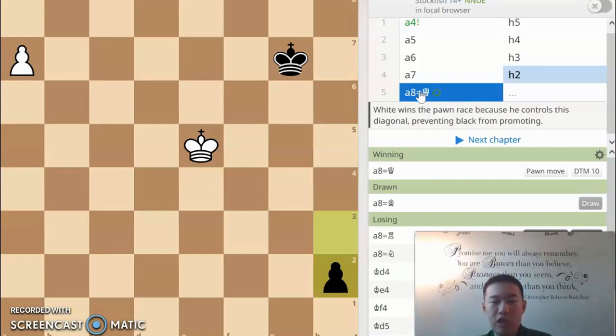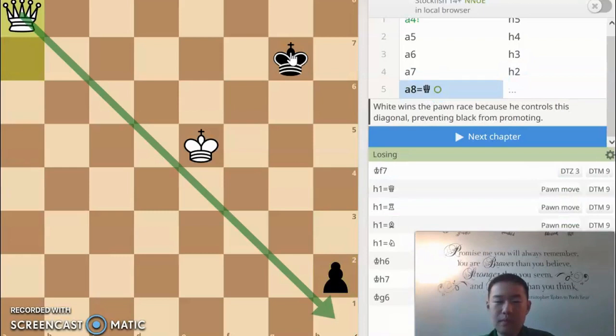And this promotion notation we'll review in a later chapter. And now white wins the pawn race because he controls the diagonal, preventing black from promoting.